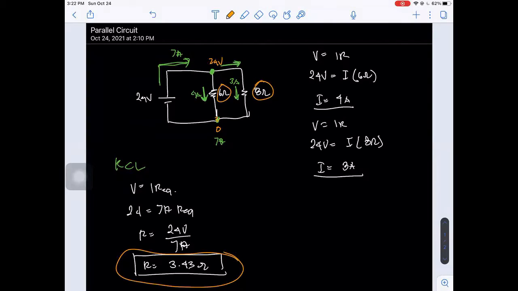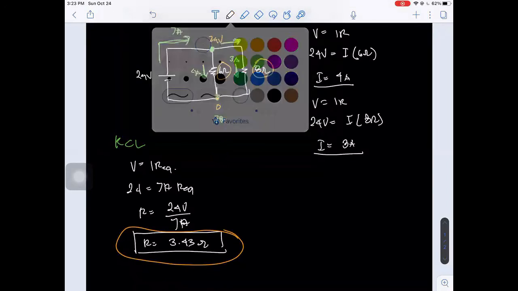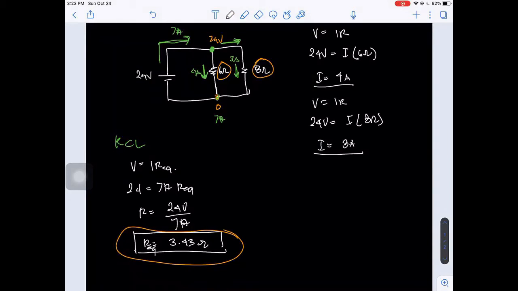However, in parallel, as you add more resistors connected in parallel, the total resistance decreases. So as you observe, the required resistance here, or the equivalent resistance rather, is less than 6 ohms and 8 ohms.